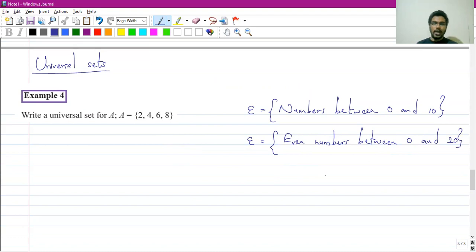So you can write any number of universal sets for a given set, but definitely all the elements must be included in the universal set. It is only valid if all these elements are inside this universal set. Okay, so I think you can understand it well.